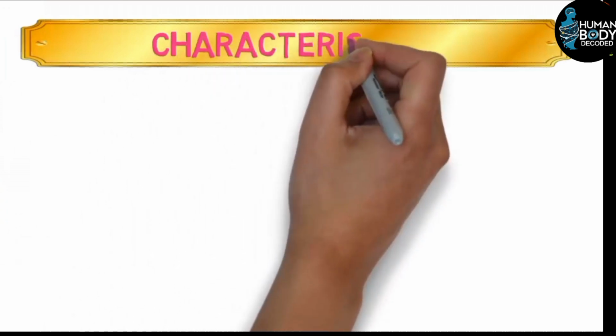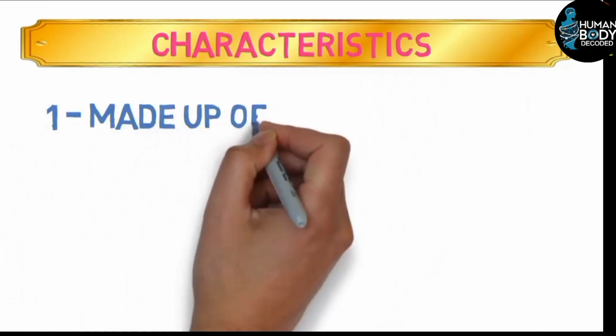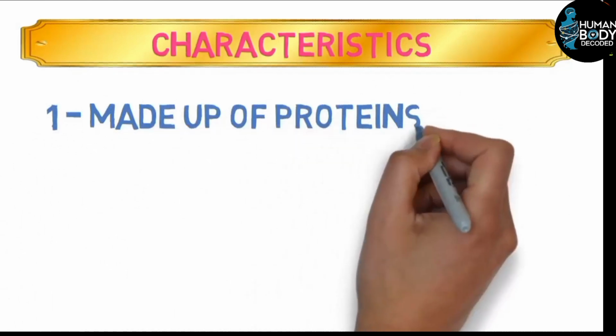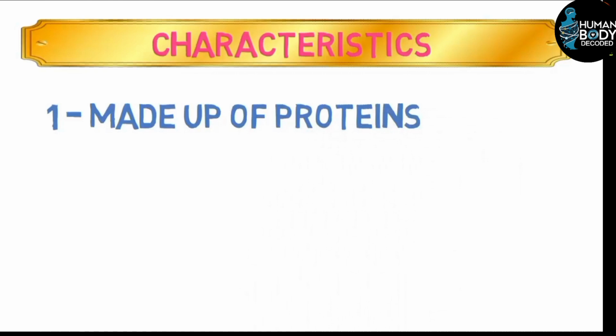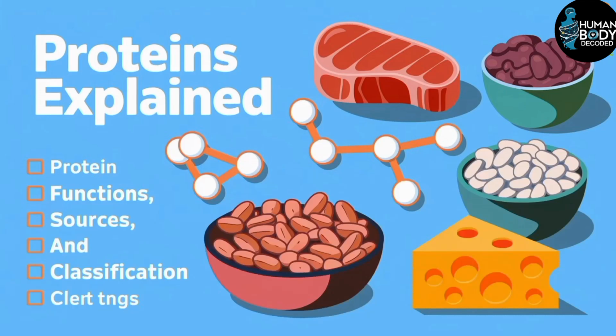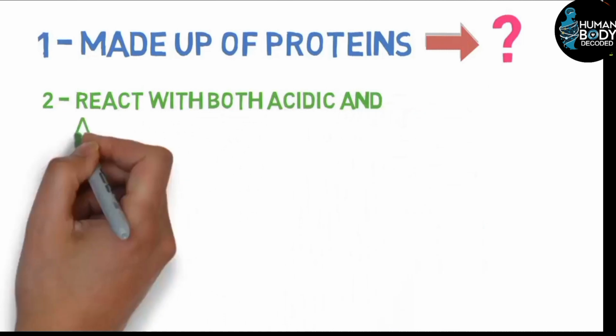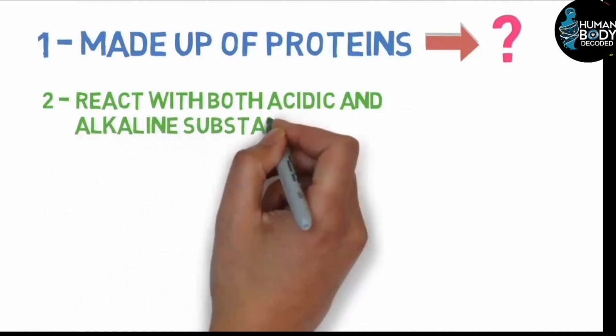Characteristics of enzymes. Now let's move on to the characteristics of enzymes. Number one, enzymes are proteins. The first characteristic is that enzymes are made up of proteins, which is why we say that their nature is proteinaceous. If you need more details about proteins, I have created a detailed lecture on proteins. You can watch this lecture by visiting my channel. Number two, enzymes can react with both acidic and alkaline substances.